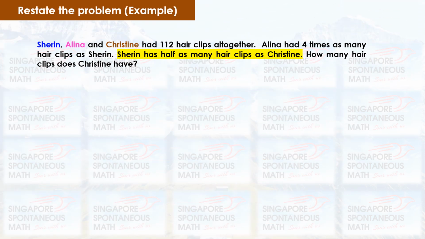Shireen, Alina and Christine had 112 hair clips altogether. Alina had 4 times as many hair clips as Shireen. Shireen has half as many hair clips as Christine. How many hair clips does Christine have?